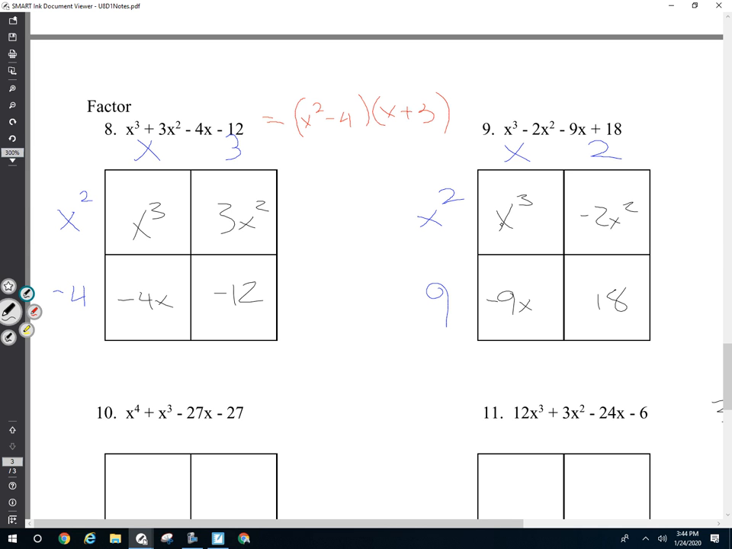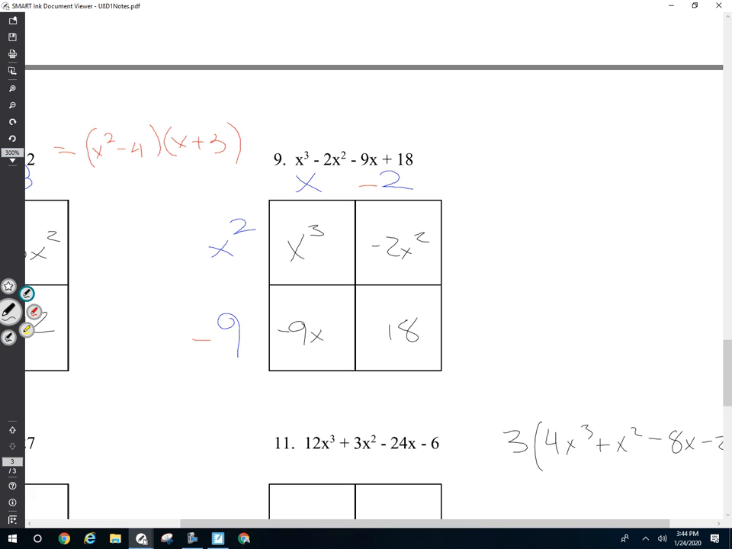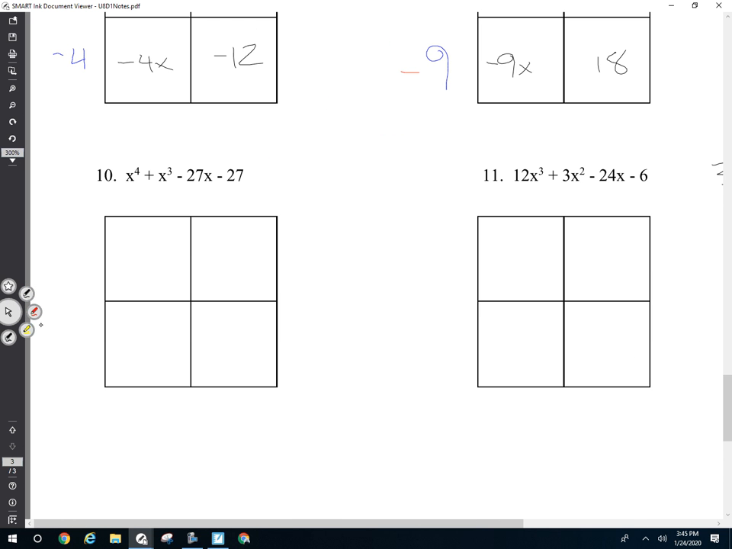X squared times x is x cubed. X times 9 is not negative 9x. X squared times 2 is not negative 2x squared. So what do I have to change, Miss Arbogast? Make this negative, make that negative. Okay, now it works. Negative 2 times negative 9. Okay, that still works. That's positive 18. That's my answer: x minus 2, x squared minus 9. Let's do this one.